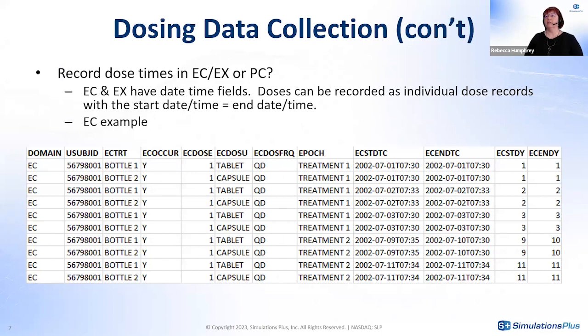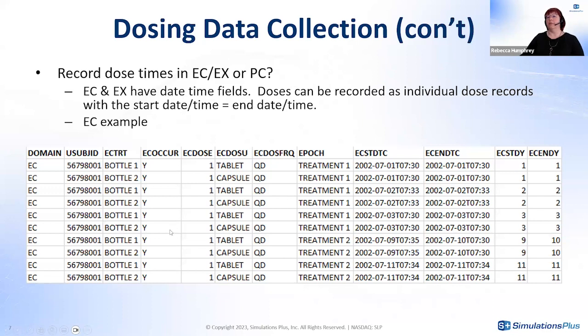So I mentioned that there are several SDTM domains where dose times could be recorded. There's both EC or EX as well as PC. The example I'm showing here is an EC domain, and you will see these variables of ECSTDTC, start date time, and ECENDTC, end date time. Typically, these are shown with only dates in some of the guidance materials, but I wanted to point out that they can handle clock times as well.